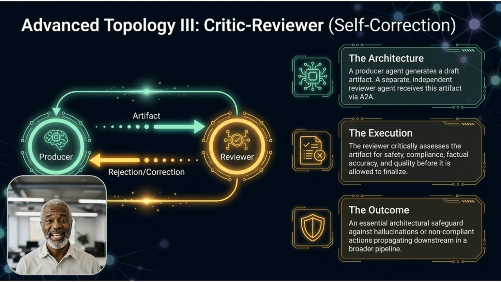Advanced topology 3 is the critic reviewer for self-correction. A producer agent generates a draft artifact, which a separate reviewer agent critically assesses for safety, compliance, and accuracy. This provides an essential architectural safeguard against hallucinations or non-compliant actions.